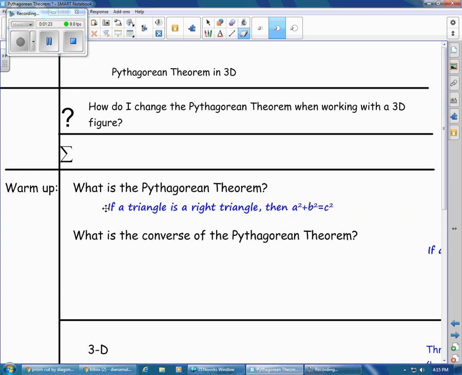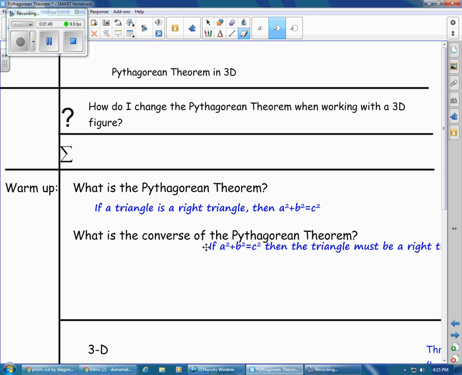Okay, the Pythagorean theorem. If a triangle is a right triangle, then a squared plus b squared is going to equal c squared. In other words, I take the length of the side and square it, the length of the other side and square it, and that will equal the length of the hypotenuse squared. If I'm missing one of those measures, I can use the Pythagorean theorem to help me solve if I know already it's a right triangle.